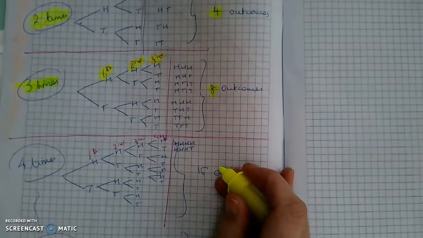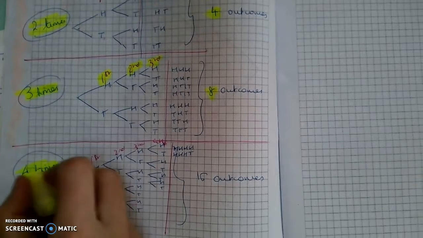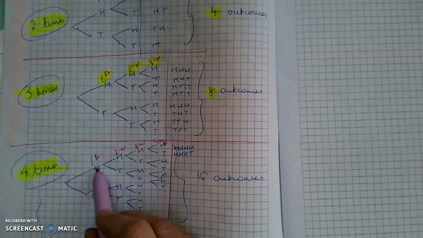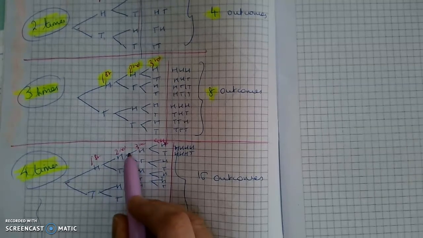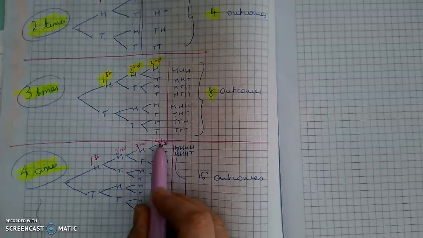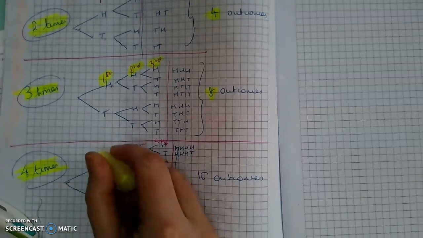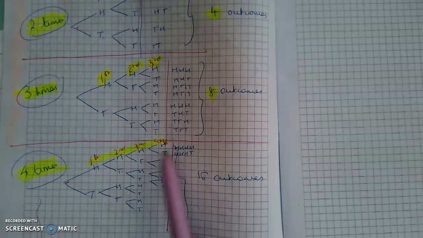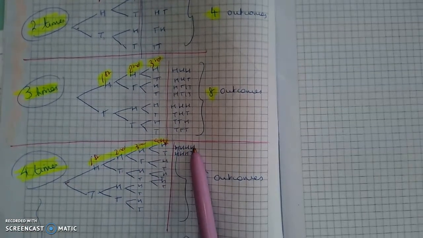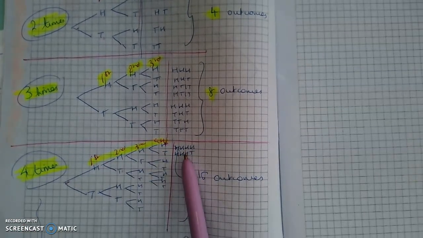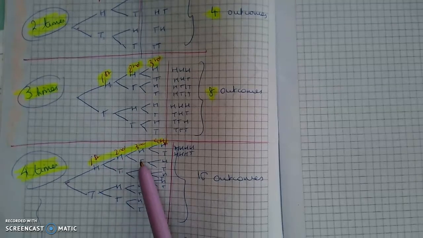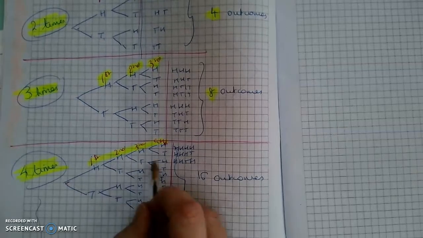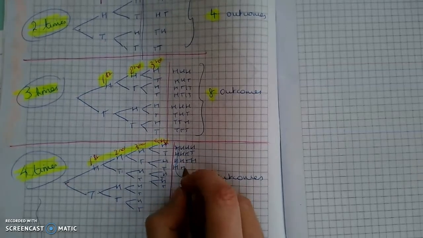What happens if we toss the coin or flip the coin 4 times? Okay, so you can see it just gets really messy. So the first time, heads or tails. After this head, we can get a head or a tail. After this head, we can get a head or a tail. And then we have to go again. The 4th time, we can get another head or a tail. So you can see that your tree diagram gets big very, very quickly. So you can have HHHH, HHHT, HHTH, HHTT, and so on.